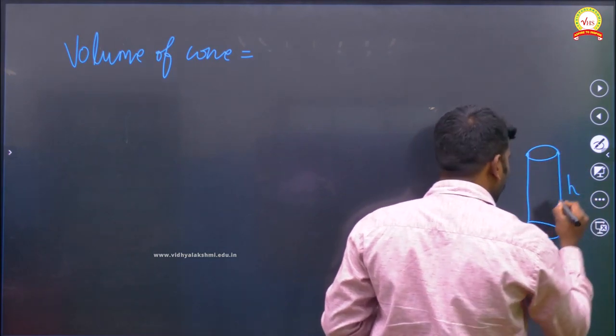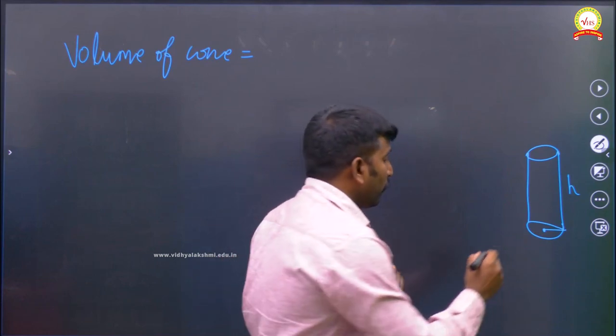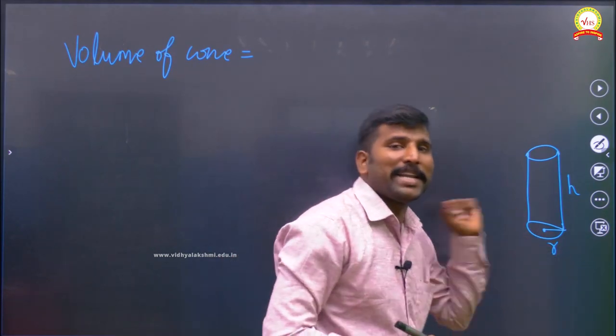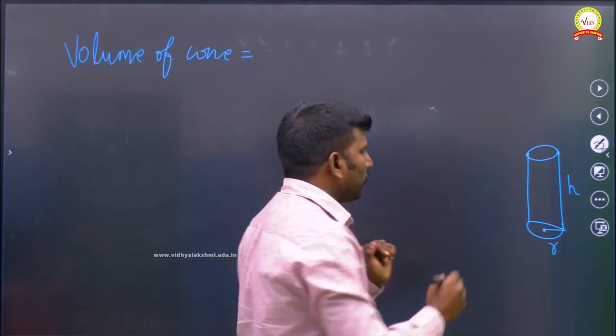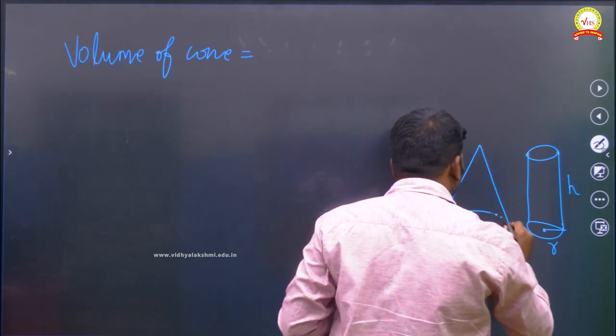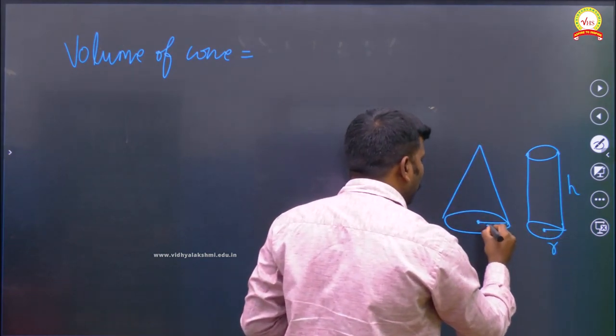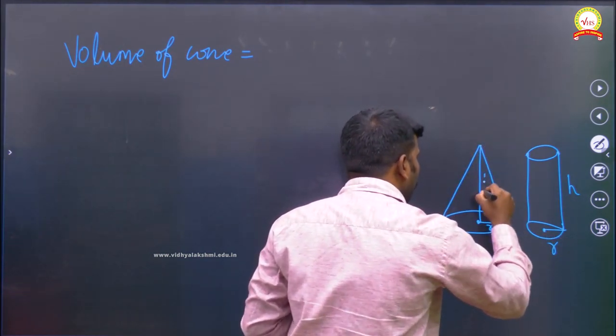With height h, with radius r. With the same height, with the same radius. I want to take another cone with the same height and the same radius. What is the radius here, same thing, and the height also should be the same.